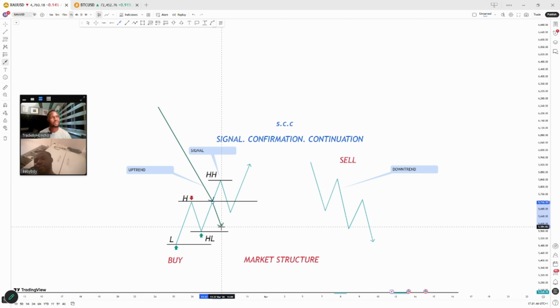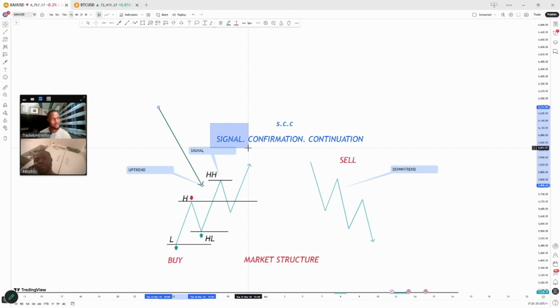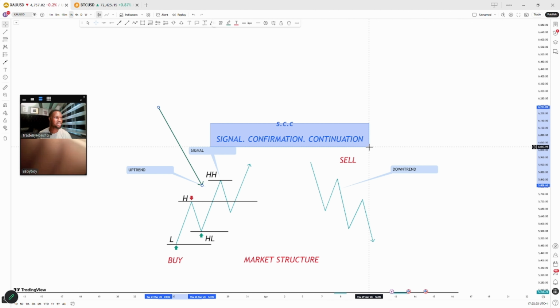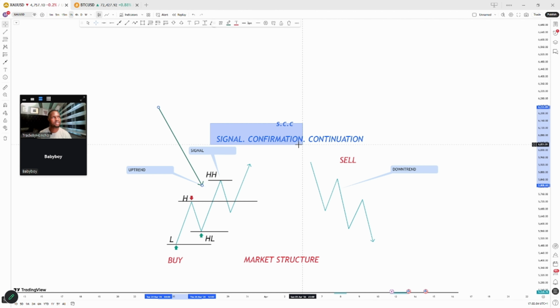That is why you have to wait for a reaction to happen, which is you have to wait for a signal, because this signal right here is what you are waiting for. Without the signal, you are not trading, because the market is not going according to your plan, according to the S.C.C strategy. You need to wait for the signal to reveal itself first before you start having your confirmation and the continuation of this S.C.C strategy.